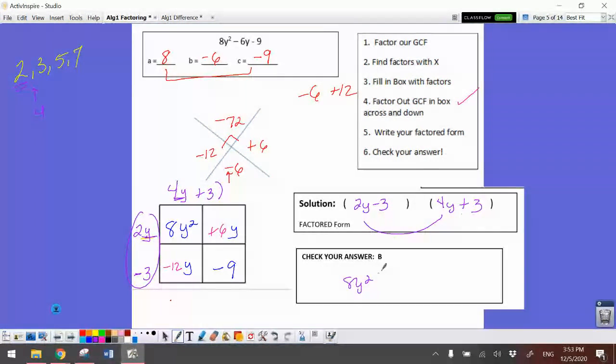Okay, now let's check it. That is 8y squared. That is 6y. That is a negative 12y and a negative 9. If I combine, I get 8y squared minus 6y minus 9. Is that what I should have? Yeah, that's what I started with, so I'm in good shape.